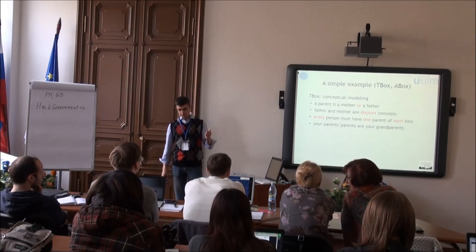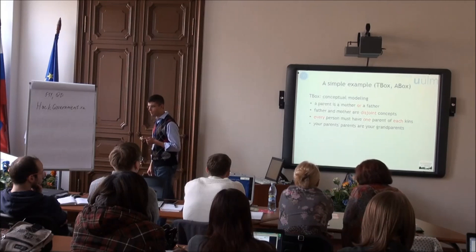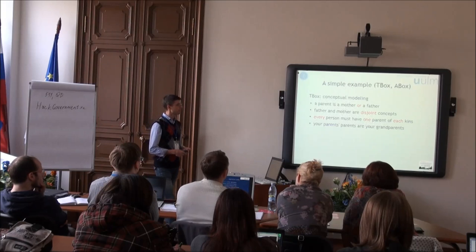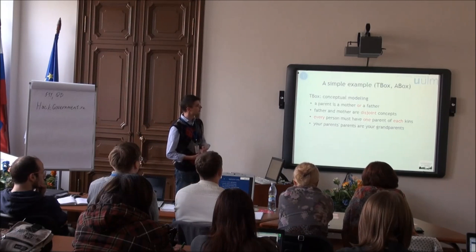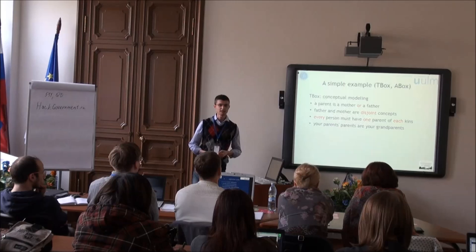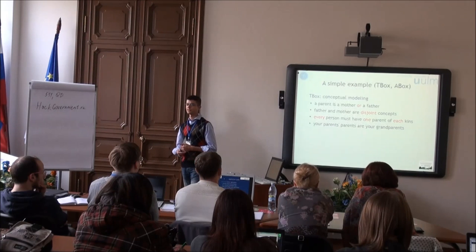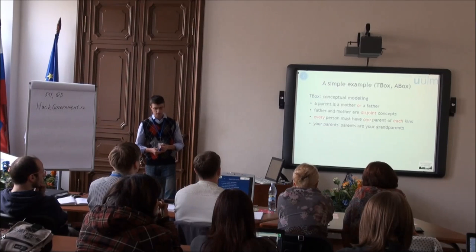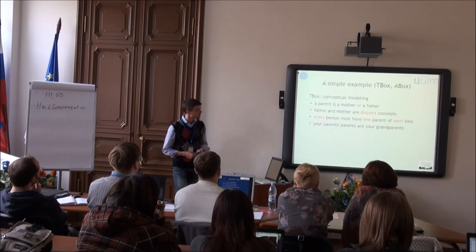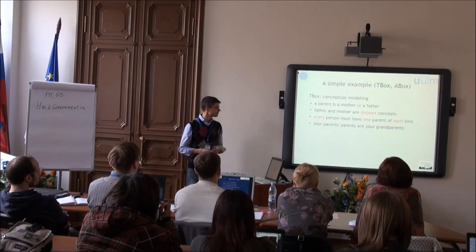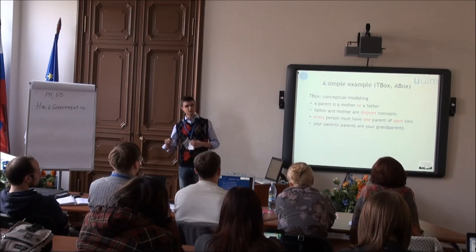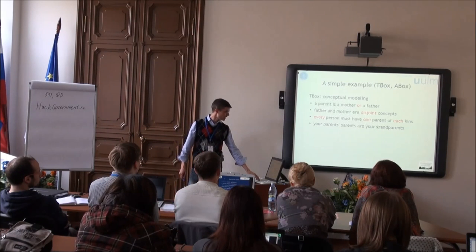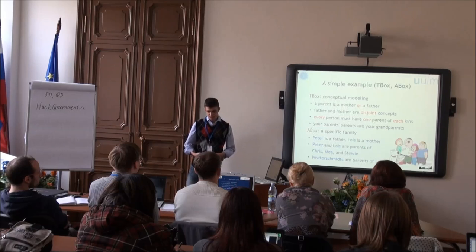So a small part of our little tiny family ontology contains axioms like: parent is either mother or father. Father and mother are usually disjoint concepts. In our world, one person cannot be mother and father. Every person must have one parent of each kind. And your parents' parents are your grandparents. And our data is going to be one specific family.